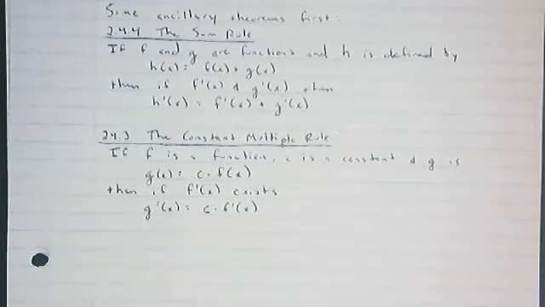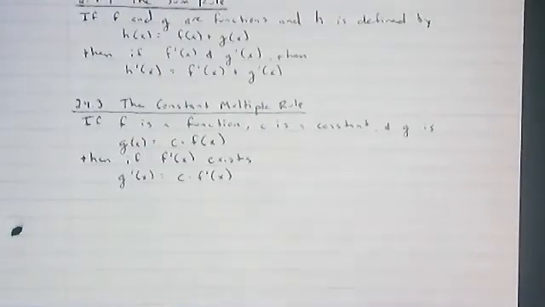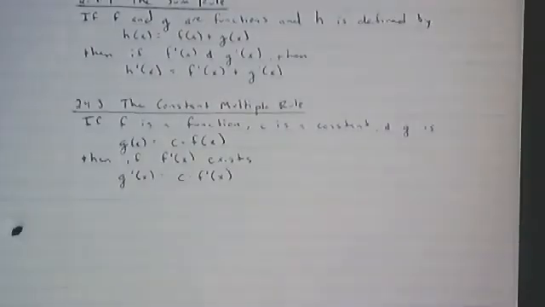Which is one way to support the claim that the derivative of any linear function is its slope, because any linear function can be written as a constant times the identity. And we claim that the identity function had a derivative of 1. So any linear function is really just a constant multiple times that identity function.